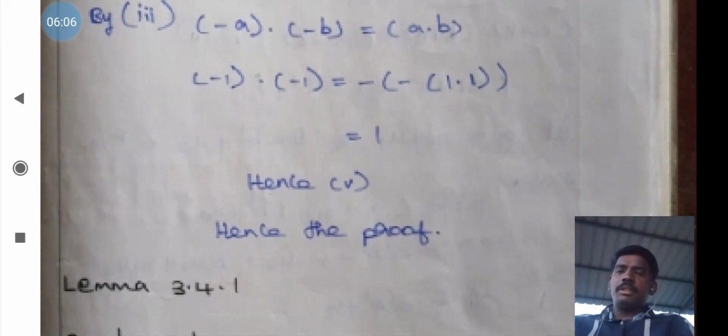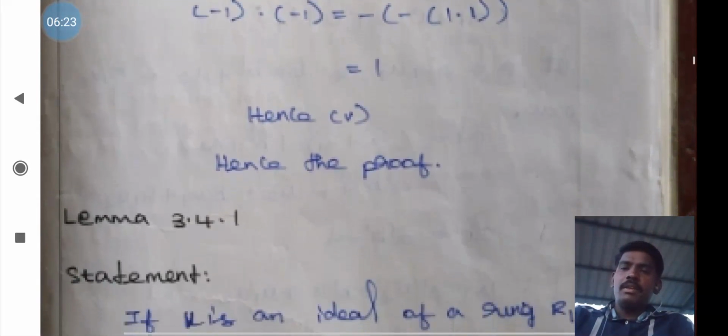And finally the fifth one, (minus 1) dot (minus 1) equal to 1. For this I use the third condition, that is (minus a) dot (minus b) equal to a dot b. So I bring the minus outside in both, therefore minus of minus of (1 dot 1), which is equal to 1. So all the 5 conditions are verified.